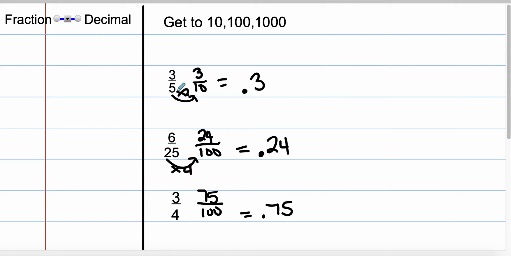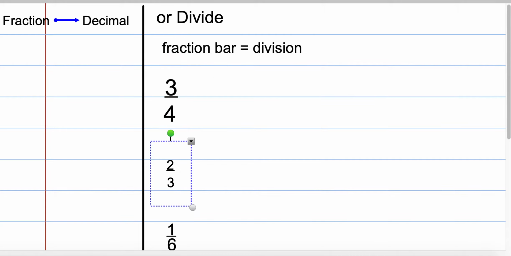But what happens if my denominators don't go to 10, 100, or 1,000? So we have to look at another way, and that would be to divide. The fraction bar right here is actually a division sign. So what I type in my calculator is 3, the divide sign, and 4. But I'm actually saying how many 4s go into 3, because this number should be less than 1. If you get a number bigger than 1, you put your numbers in backwards. So if I do that on my calculator, I get 0.75. So go ahead and type in 2/3.